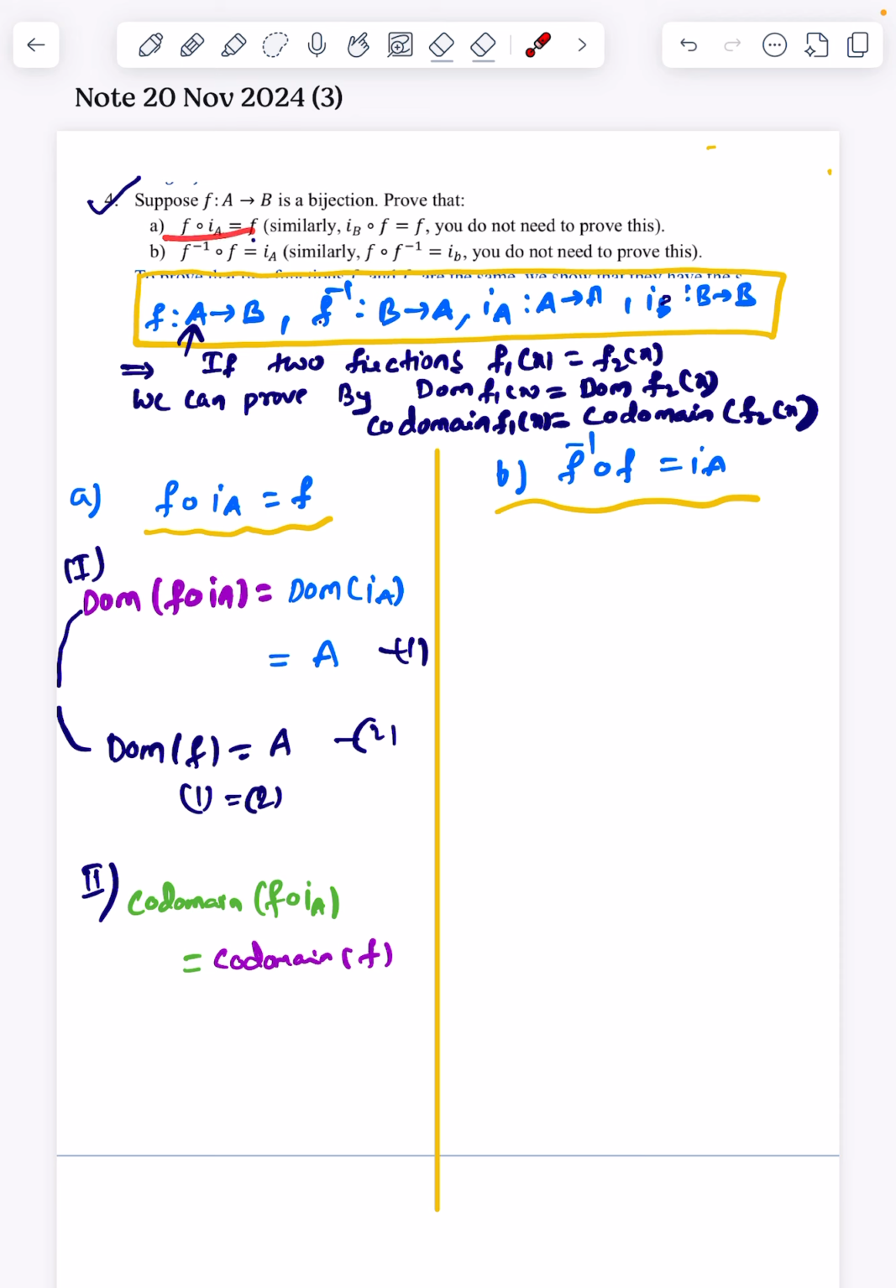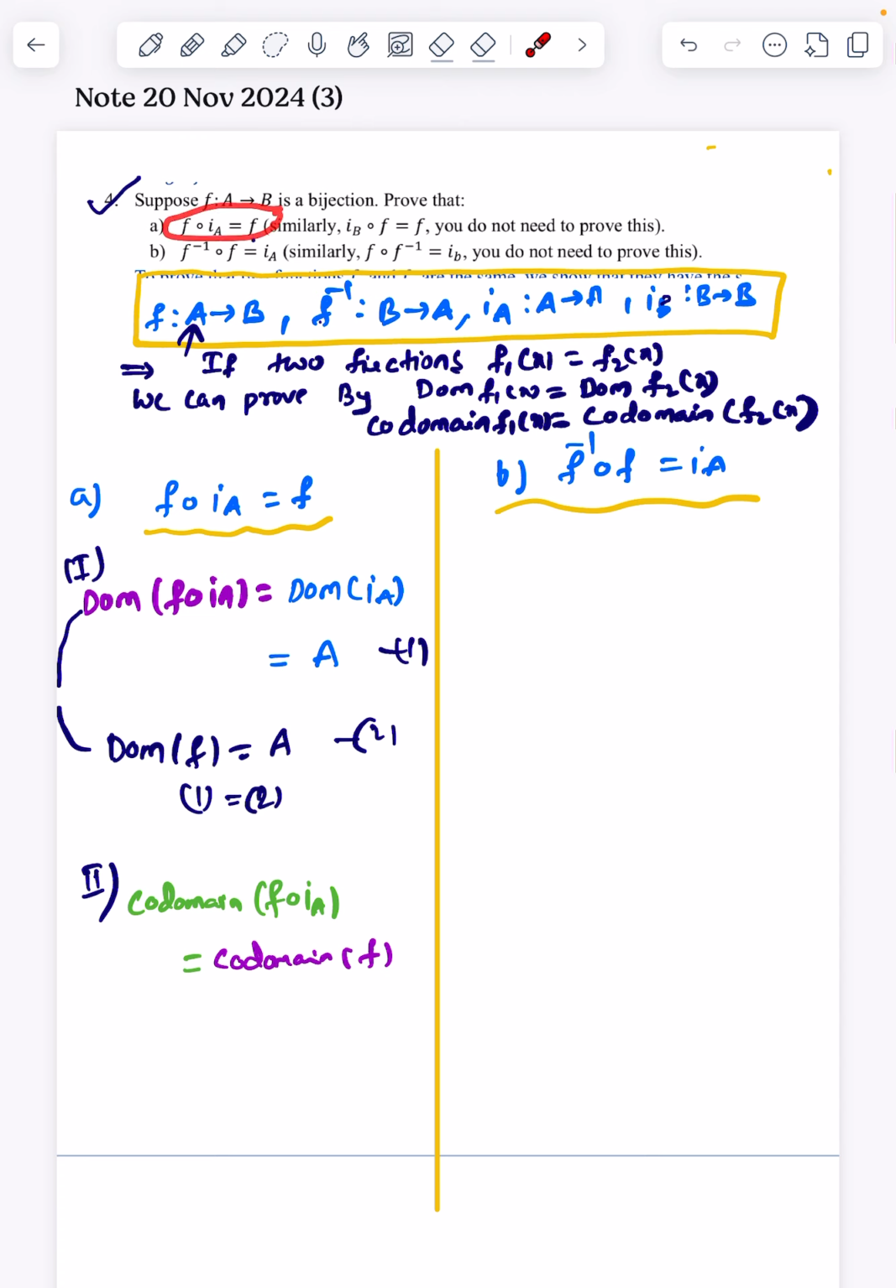Now we are going to prove these statements. Where there is an equal symbol, one side is a composite function. If two functions are equal, we can prove it by showing that the domains of the two functions are equal and the codomains of the two functions are equal. If we prove these two, we can say that the functions are equal.